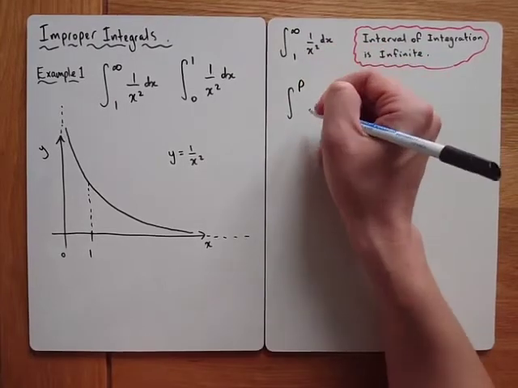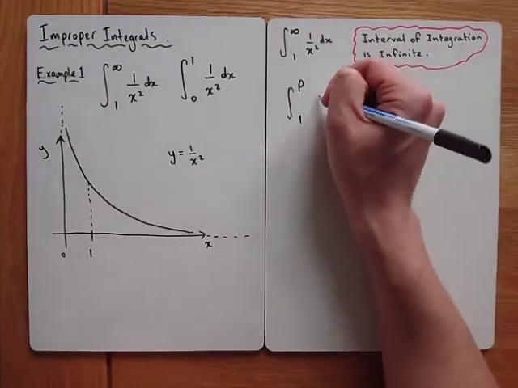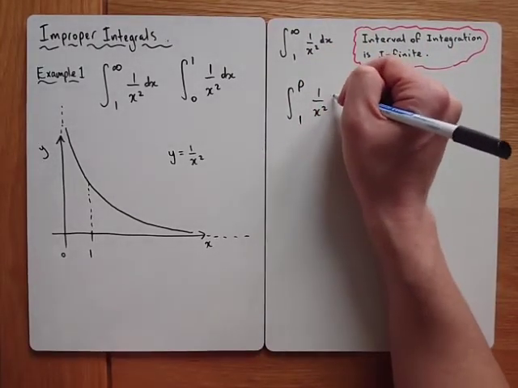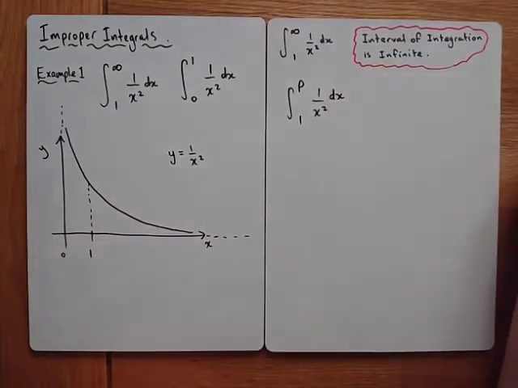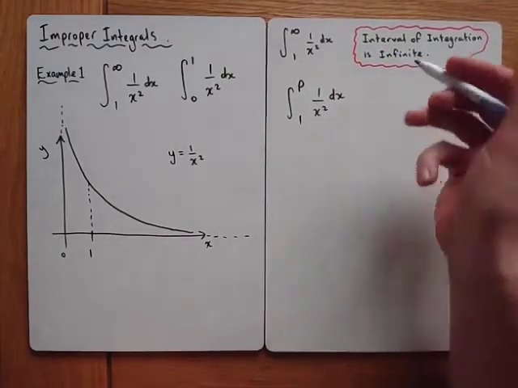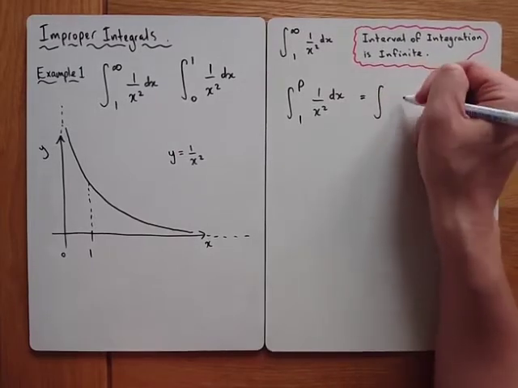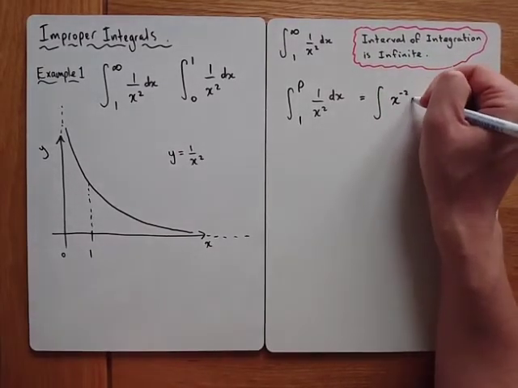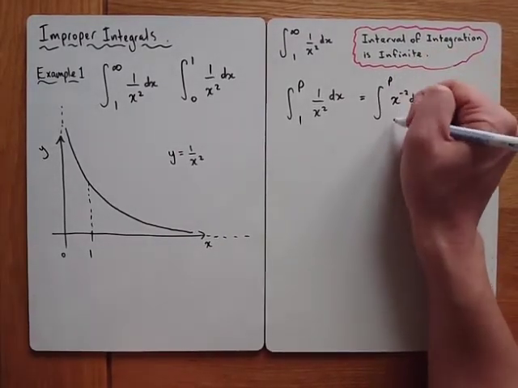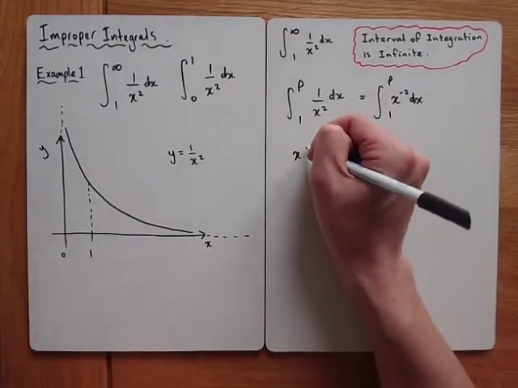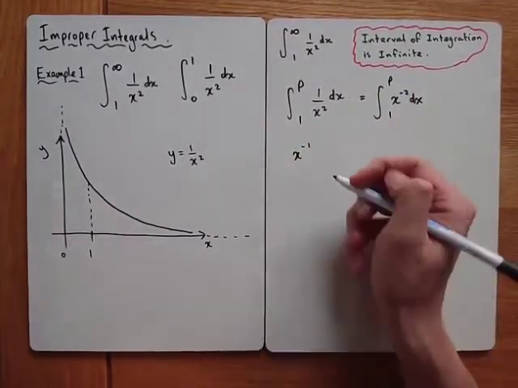You can use whatever letter you want. I'm going to use the letter P. But you can literally use any letter that you want. So let's integrate. Index form. Add 1 to our power. Divide by our new power.